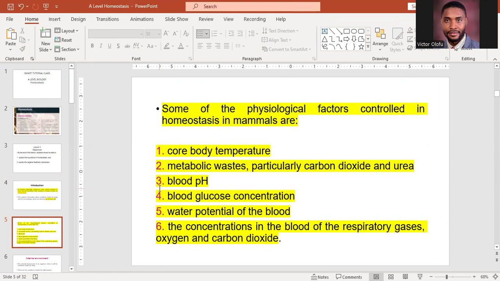Other physiological factors are metabolic waste, blood pH, blood glucose concentration, water potential of the blood, and the concentration in the blood of the respiratory gases, oxygen and carbon dioxide. These are physiological factors that are regulated in an organism. Is that okay?